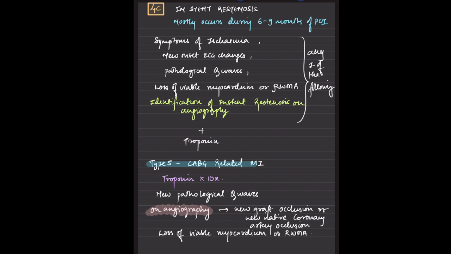Coming to type 5, that is CABG related, like that of the PCI 4A. This also, there will be troponin levels that is more than 10x. And there will be new pathological Q waves. On the angiography, we have new graft occlusion, new native coronary artery occlusion, loss of viable myocardium or RWMA.